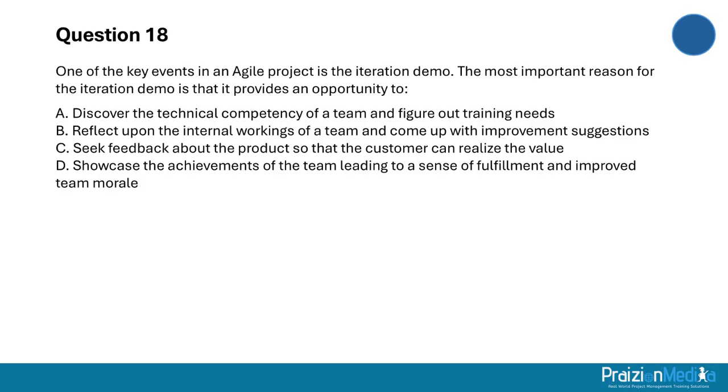One of the key events in an Agile project is the iteration demo. The most important reason for the iteration demo is that it provides an opportunity to: A, discover the technical competency of a team and figure out training needs. B, reflect upon the internal workings of a team and come up with improvement suggestions. C, seek feedback about the product so the customer can realize the value. D, showcase the achievements of the team, leading to a sense of fulfillment and improve team morale.